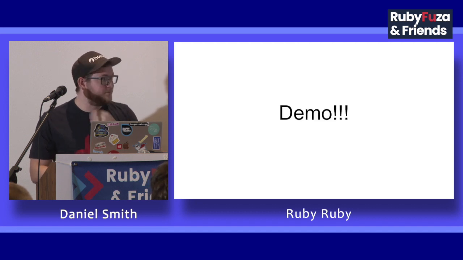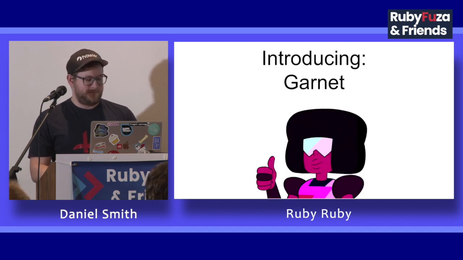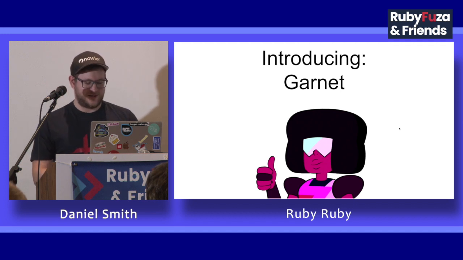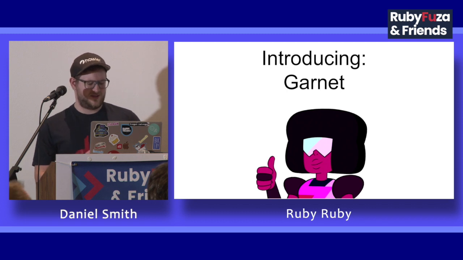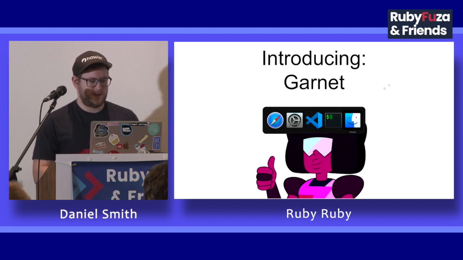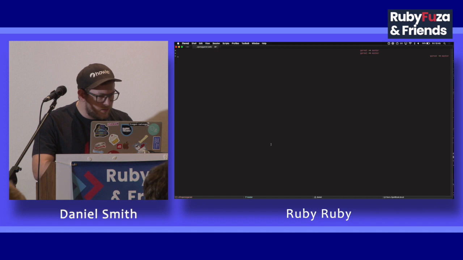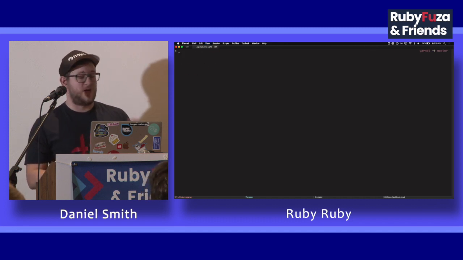Anyway, I did build it, so I guess I can show it to you. Introducing Garnet. I don't know if any of you are Steven Universe fans. I chose the name Garnet because it's kind of like a gem that's like a Ruby but not a Ruby, but it is a Ruby. She's half Ruby if you watch the show. Let's show it off. If this goes well, it's going to be the most boring demo ever.